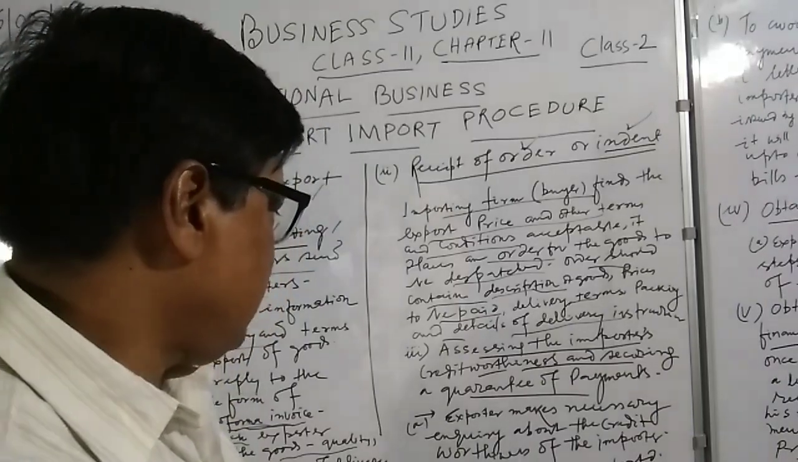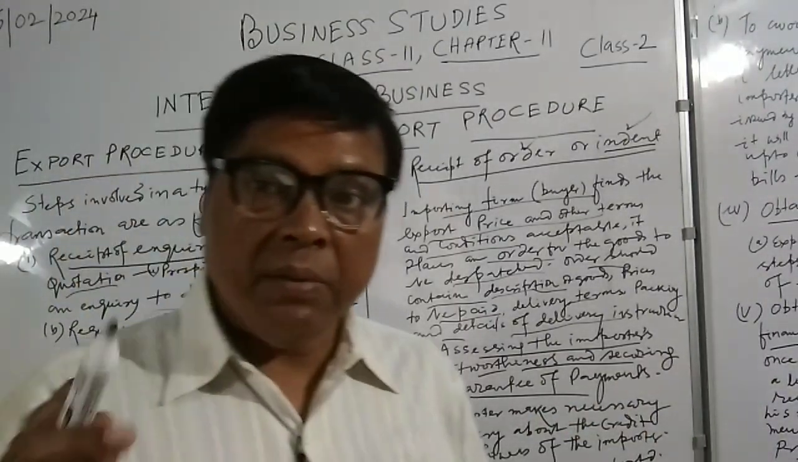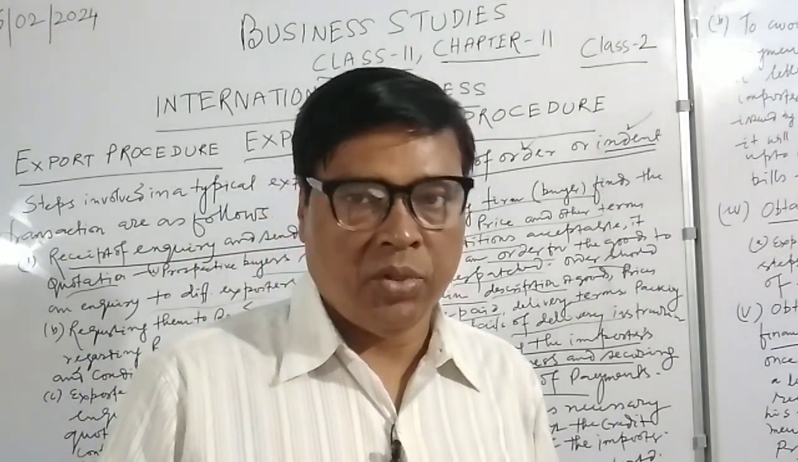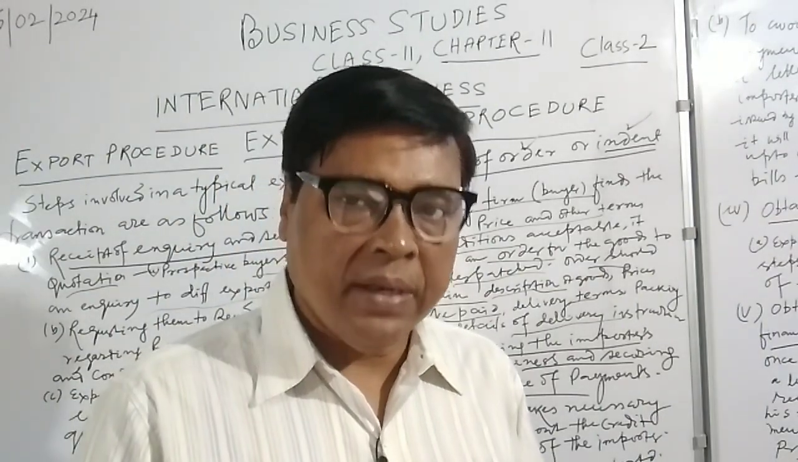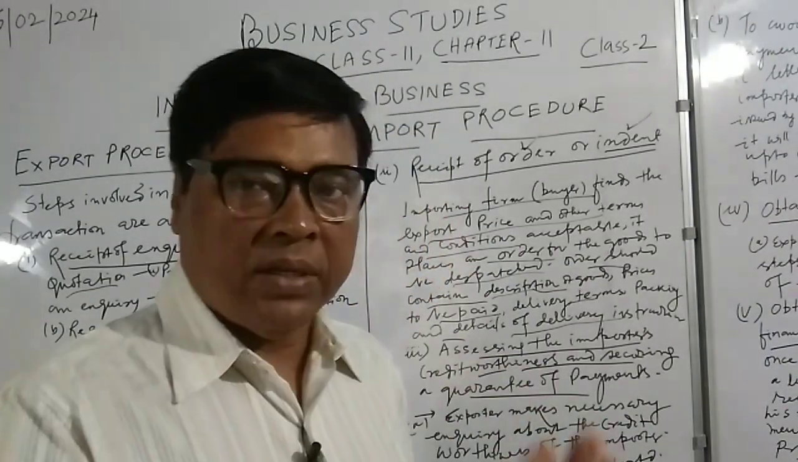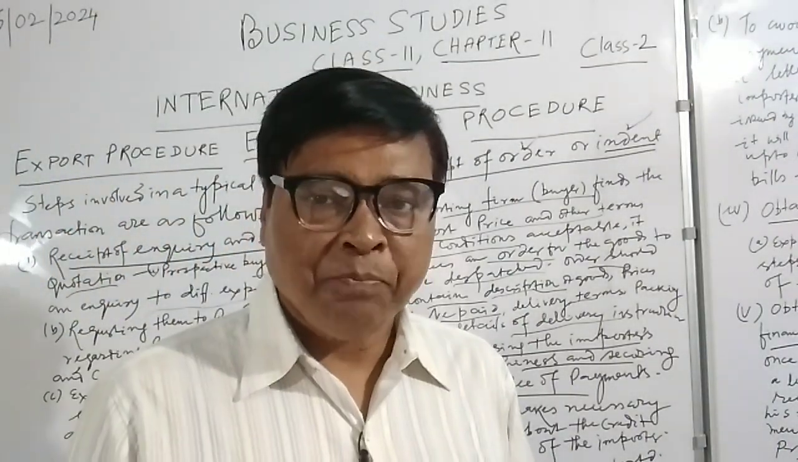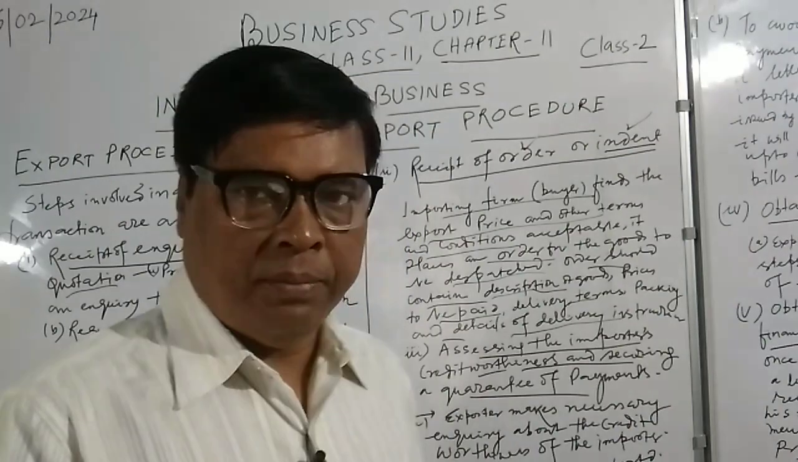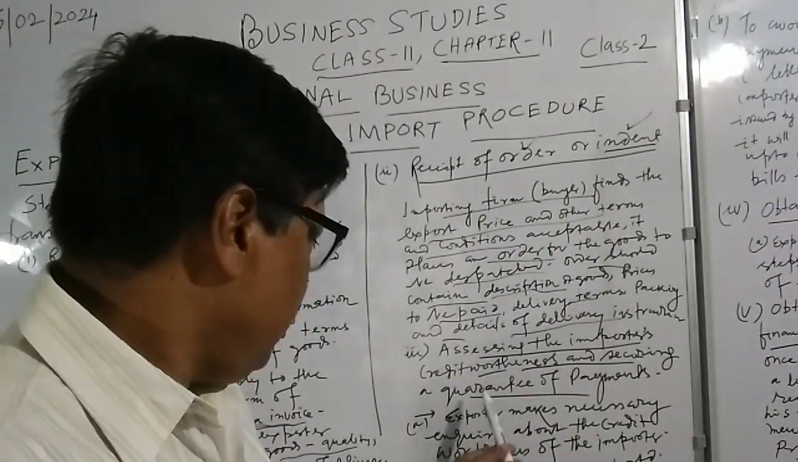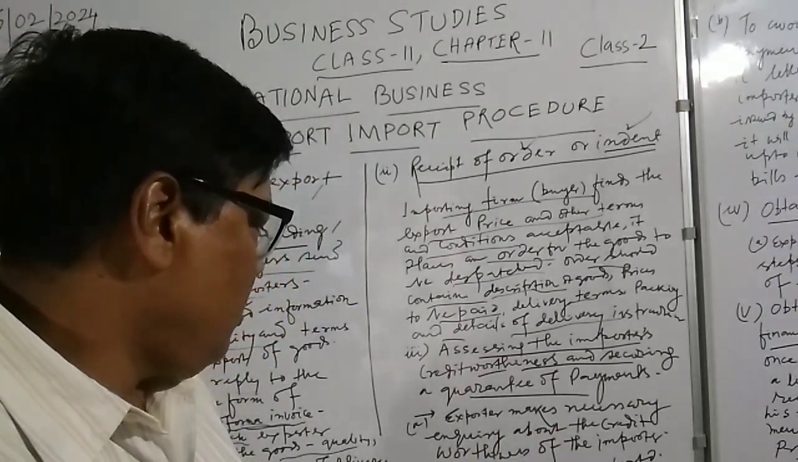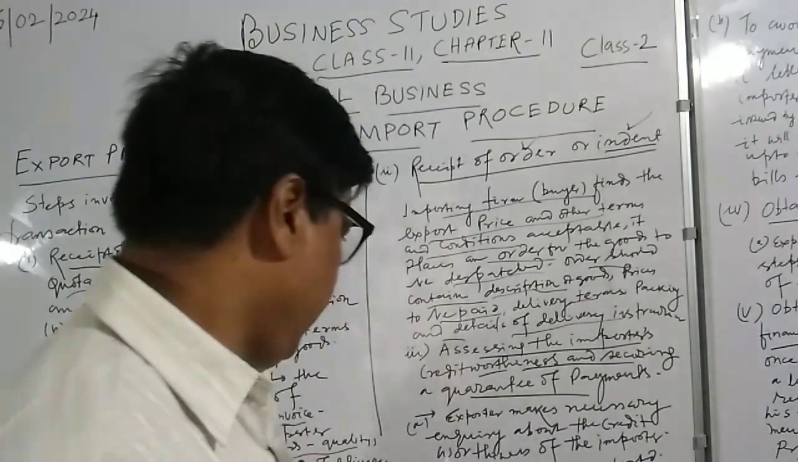Number 3 point is assessing the importer's creditworthiness and securing a guarantee. This is a very vital point for exporting of goods. Once you are exporting, getting the payment back is very important. If you are not cautious in the documentation process and some problem is there, tomorrow you will have trouble getting the money back. You have to see how your payment is secured. That's why you have to take some kind of guarantee.